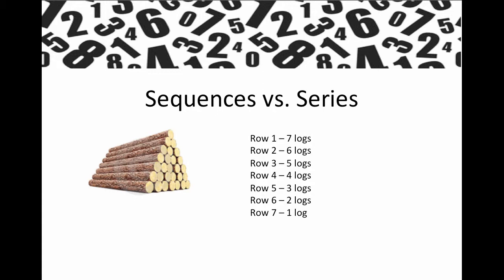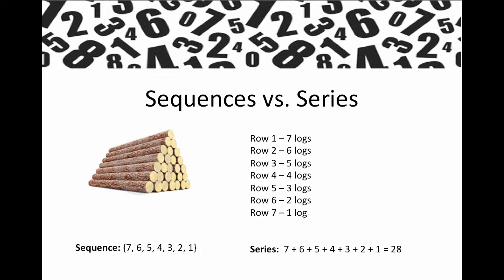These logs, each row, we are removing 1 log, and it's our pattern. So we get 7, 6, 5, 4, 3, 2, 1. That is the sequence of this arrangement. And the series is the addition of each row.